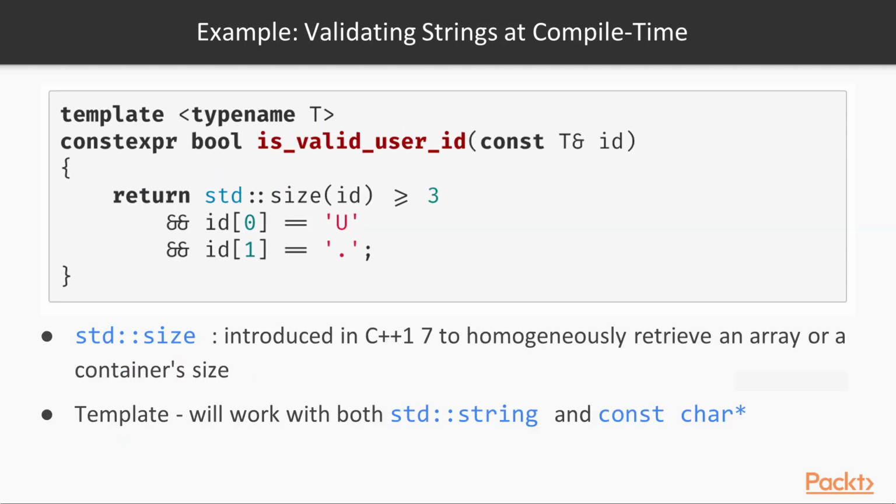Let's now take a look at a completely different example, validating strings at compile time. Imagine that we have some piece of software where user IDs are strings that begin with a capital U and a dot. And we want to verify whether a string is a valid user ID at compile time. What we could do is create a constexpr bool function called isValidUserID that takes any ID of type T, and then returns true if the size of ID is greater or equal than 3, and if the first character is equal to uppercase U and the second character is equal to a dot.